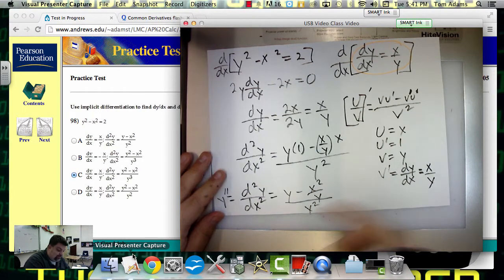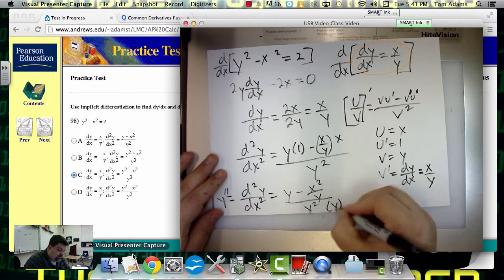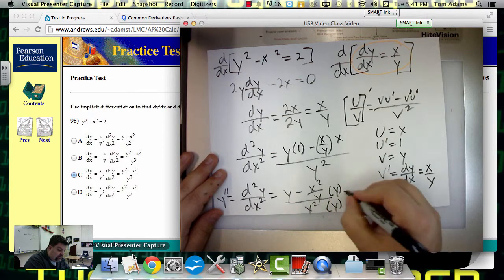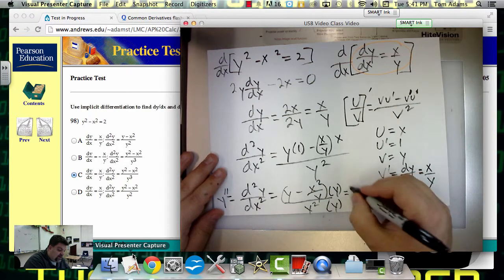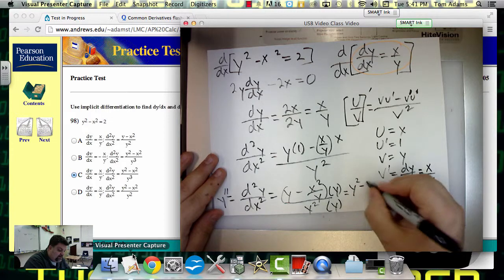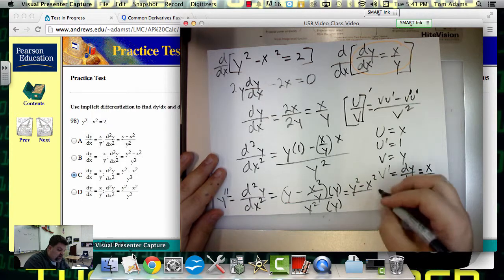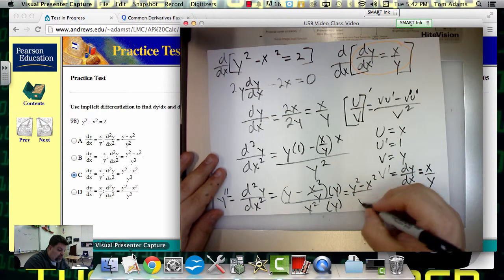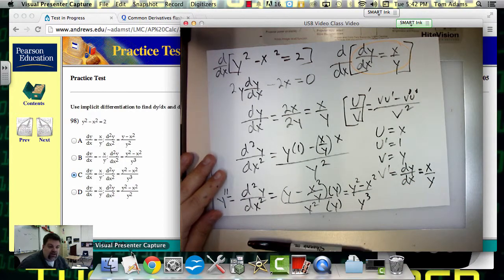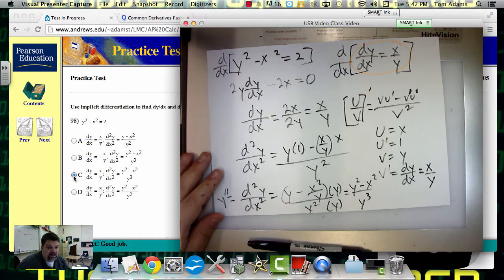Now I don't like that, so what I'm going to do is multiply the top and bottom by y, and when I do that, I end up with y squared minus x squared all over y cubed. And so as you can see, I've already highlighted that is C. Okay?